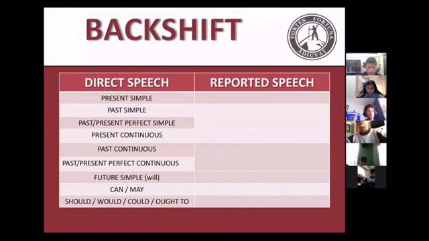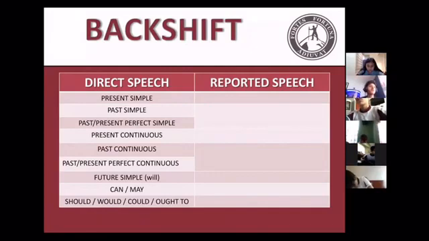So what do you think the reported speech version of present simple would be? What tense are we going to put in there? Type it in the chat, please. There we go, Rocky. There we have it. Present simple changes to past simple.